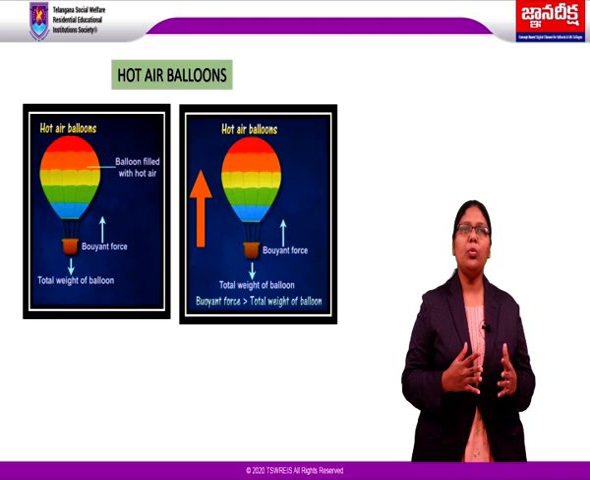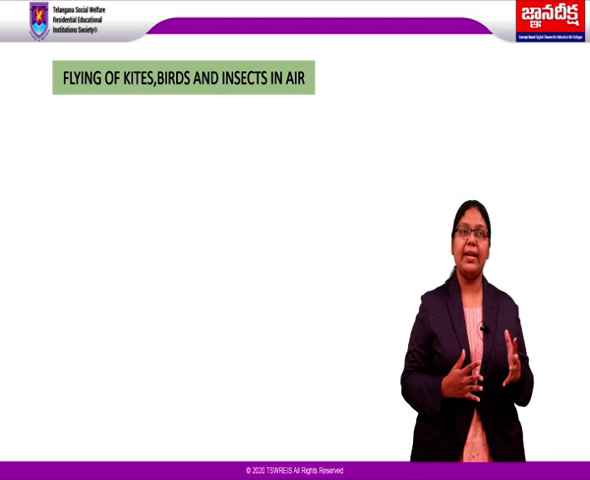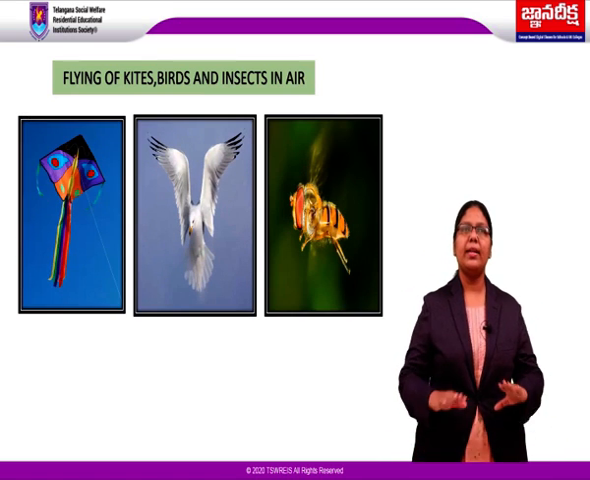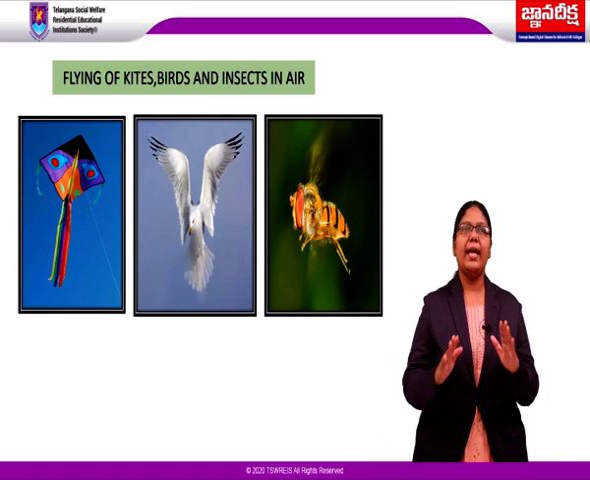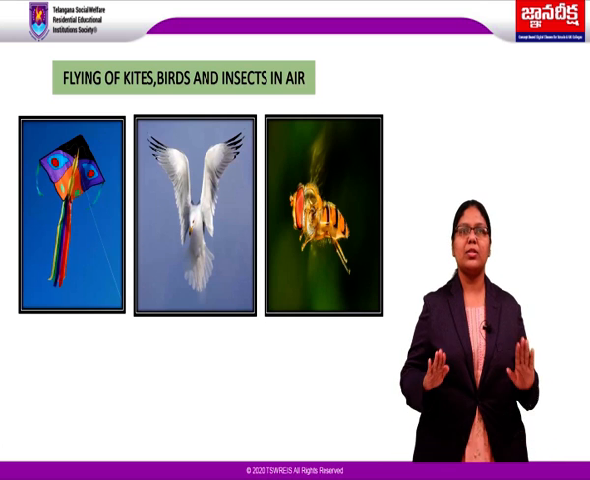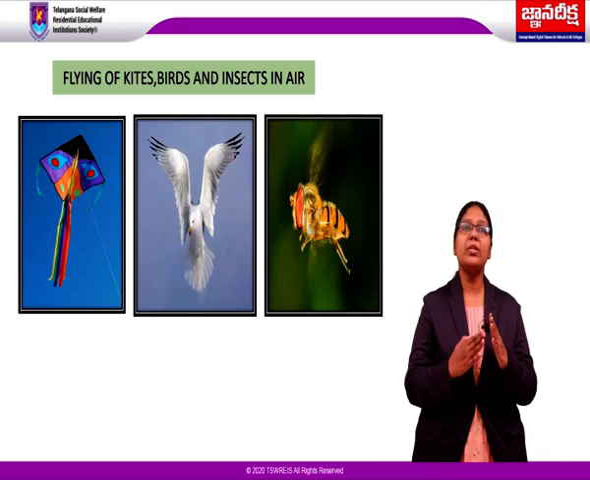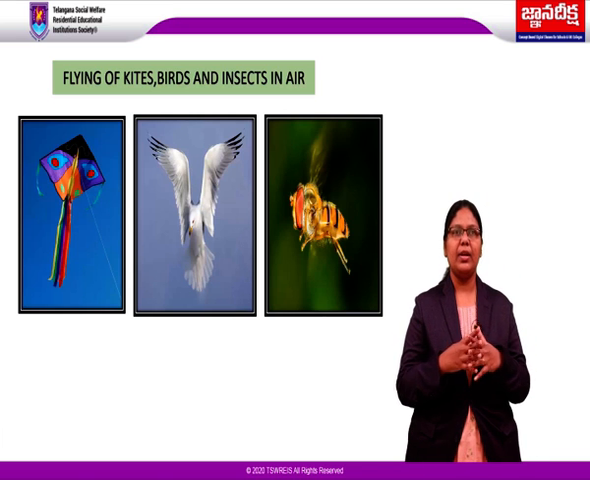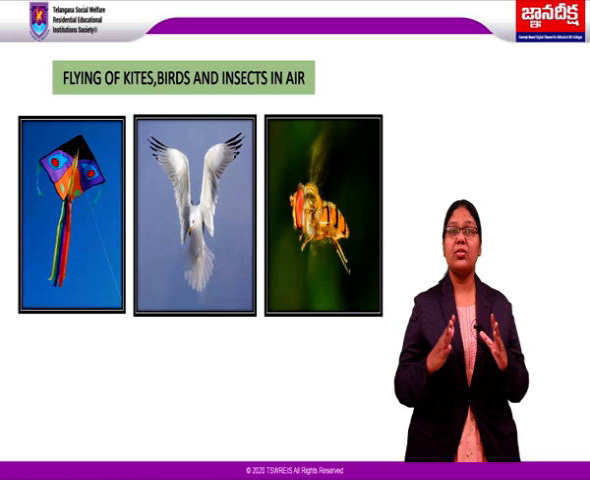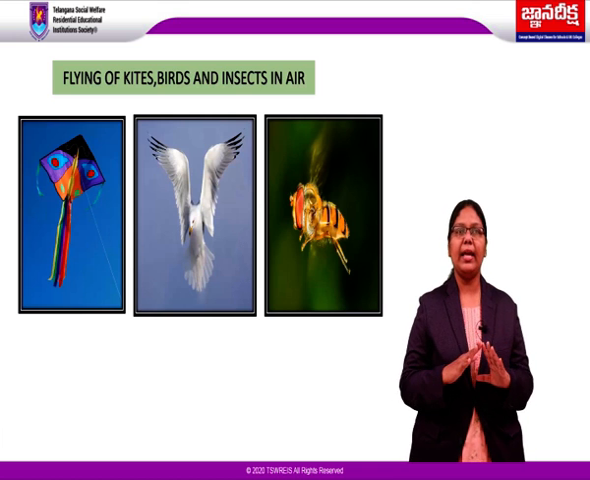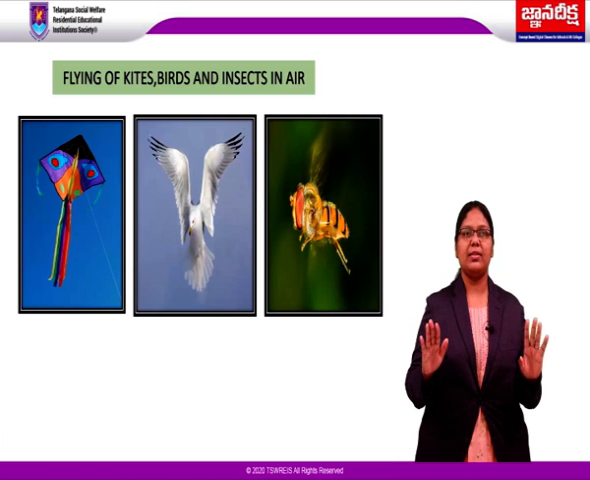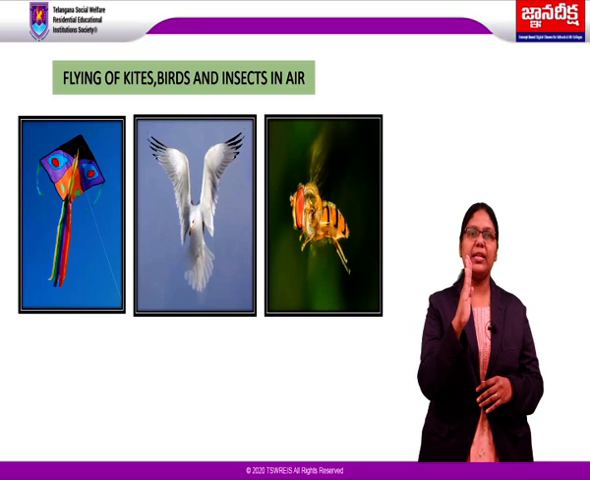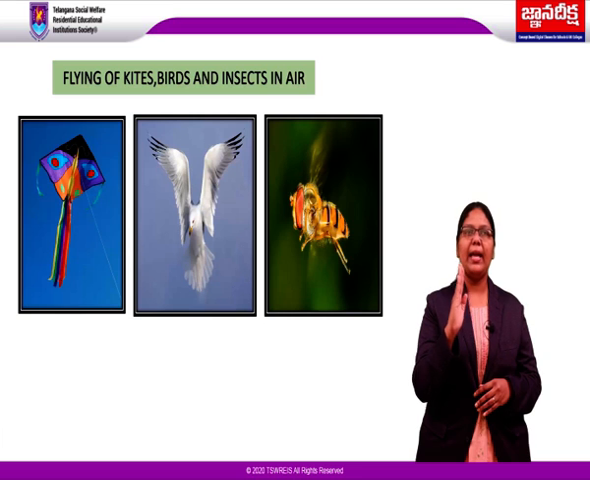Next application: how do birds, insects and kites fly in the air? Birds and insects, when they flap their wings down, push the air down. They are displacing the air downwards so that an equal and opposite buoyant force can act on them to lift them in the air. Sometimes they are steady and keep flying in the air without flapping their wings. It is because the buoyant force acting from below is equal to the weight of their body and keeps them moving in air.